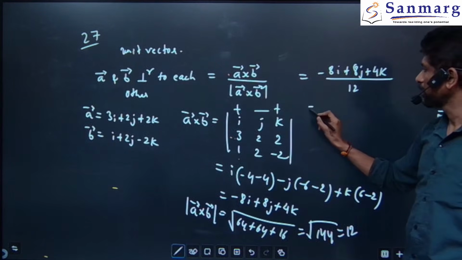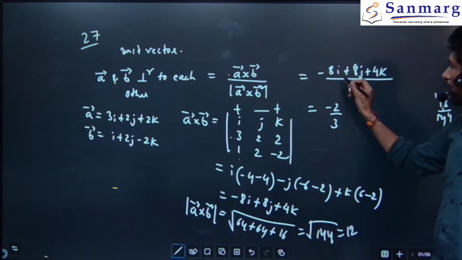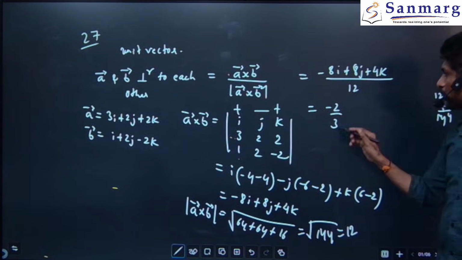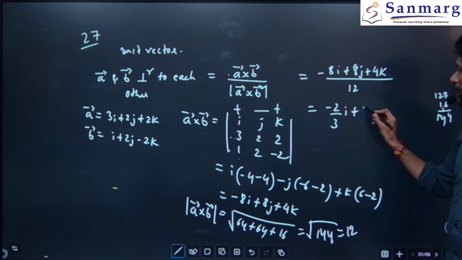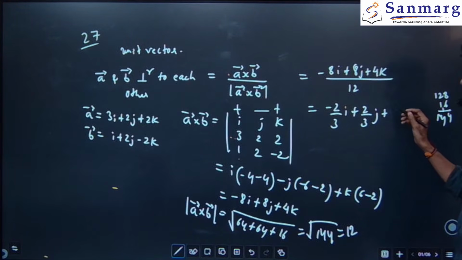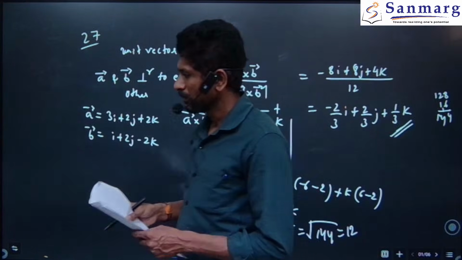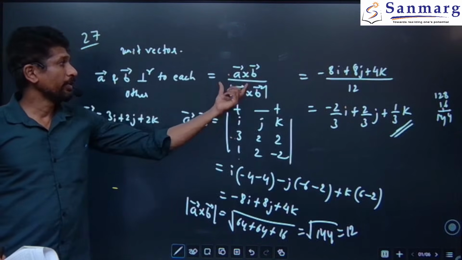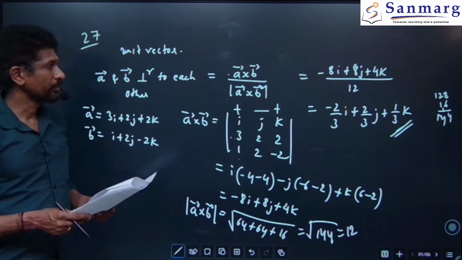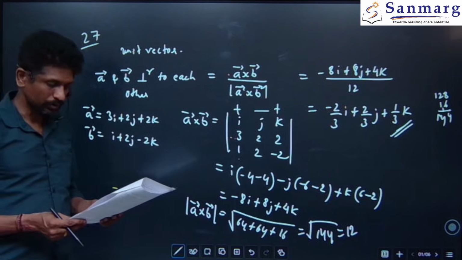So the last answer must be in the simplified manner. Minus 8 by 12 becomes minus 2 by 3i. Next, 2 by 3j. Next, 4 ones are 4, 4 threes are 12, so 1 by 3k. This way, you have to find this unit vector using the formula A cross B divided by the magnitude of A cross B. So that will be in the vector concept.